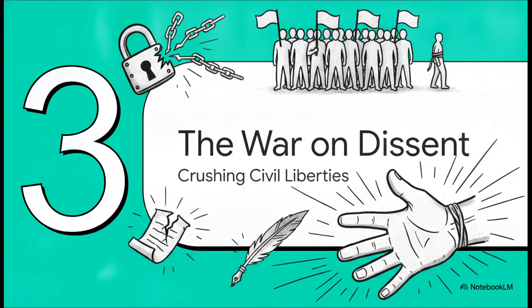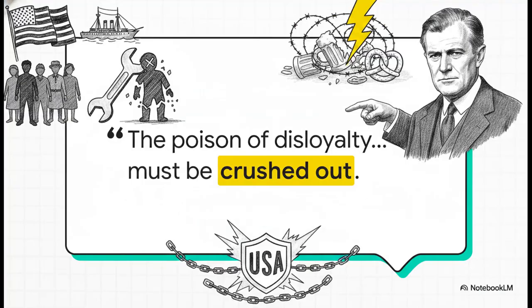Which brings us to part three, the war on dissent, crushing civil liberties. So when a nation completely mobilizes for total war, what actually happens to the freedom of its citizens back home? Well, notice how these events connect. The desperate need to unify a diverse nation of immigrants behind the war effort directly caused a ruthless campaign against anyone deemed not, quote-unquote, 100% American.